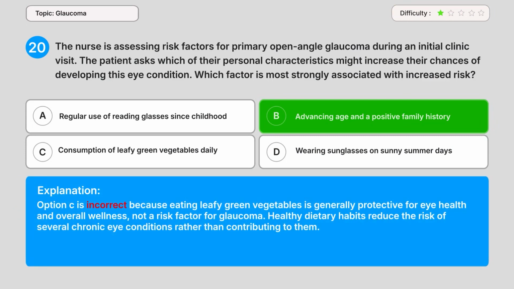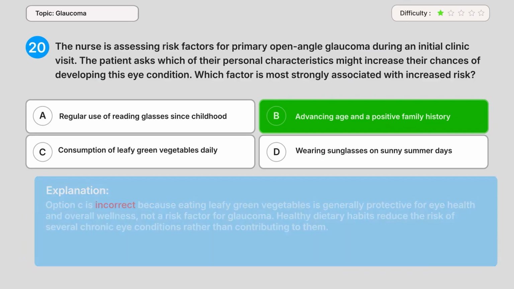Option C is incorrect because eating leafy green vegetables is generally protective for eye health and overall wellness, not a risk factor for glaucoma. Healthy dietary habits reduce the risk of several chronic eye conditions, rather than contributing to them.